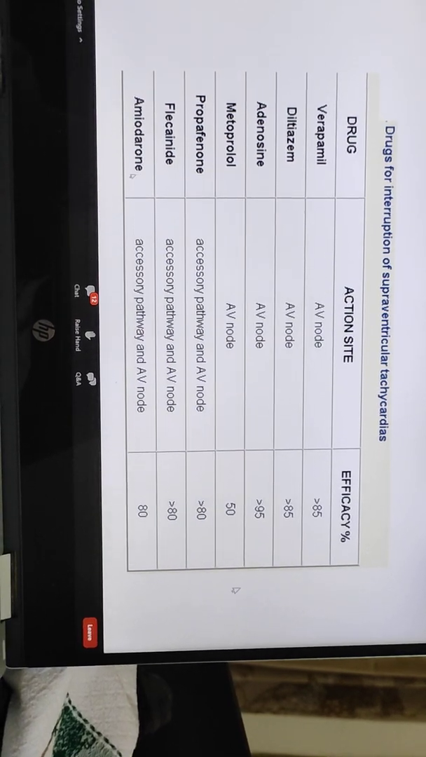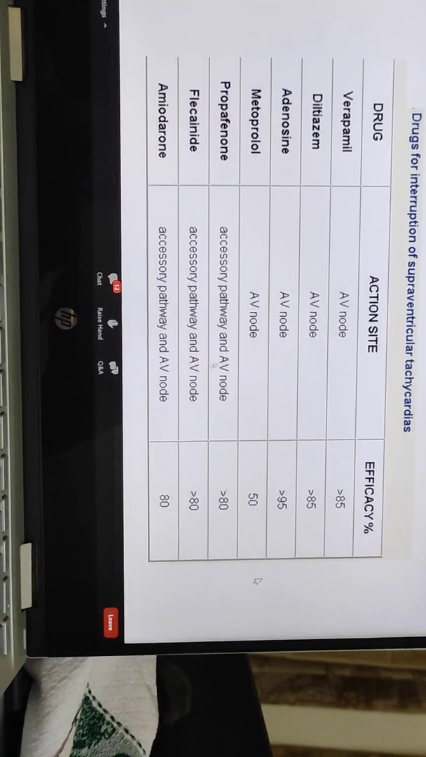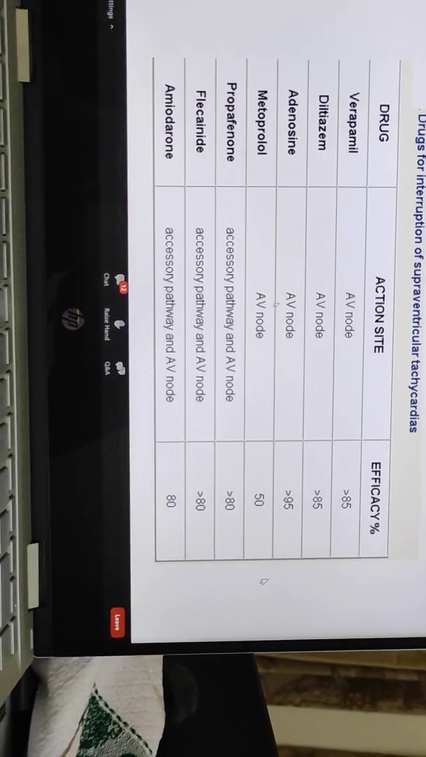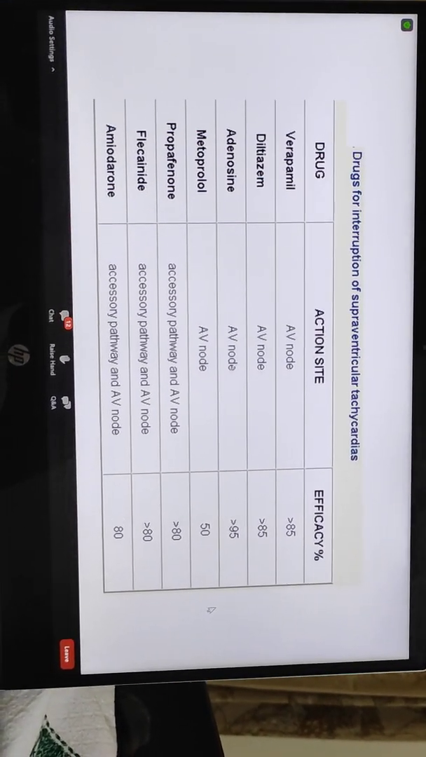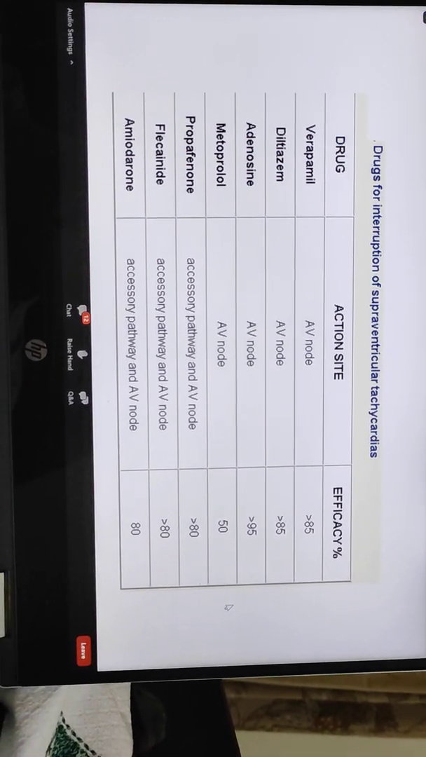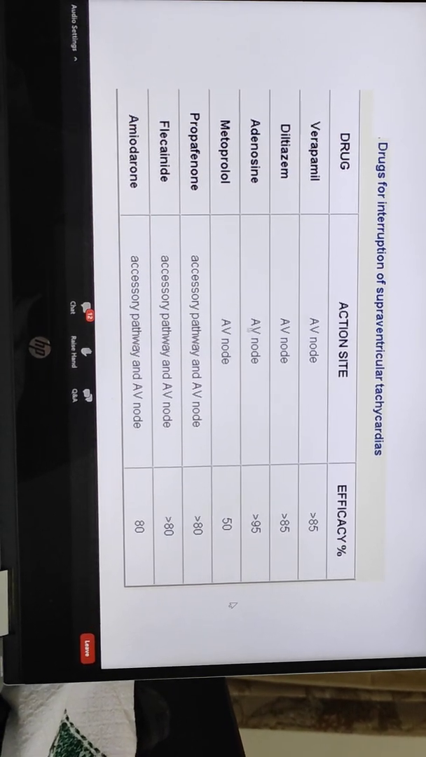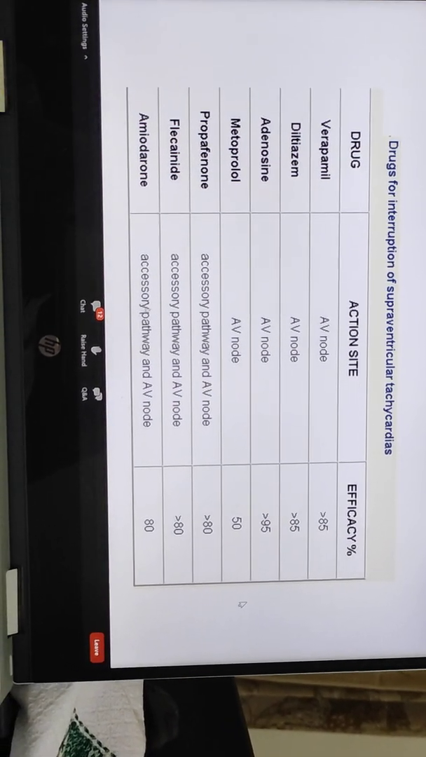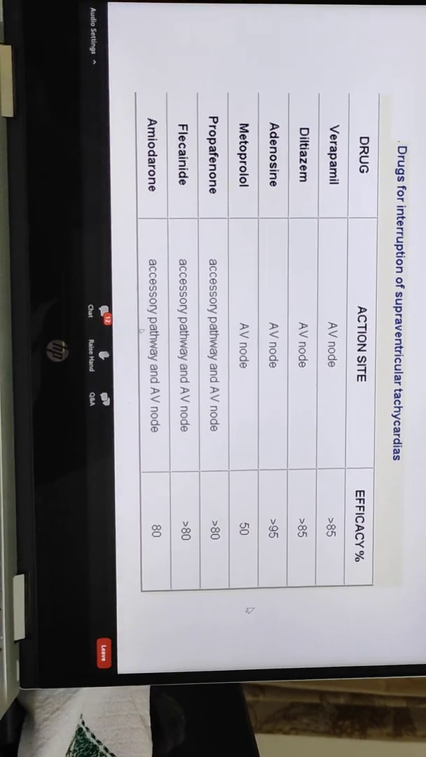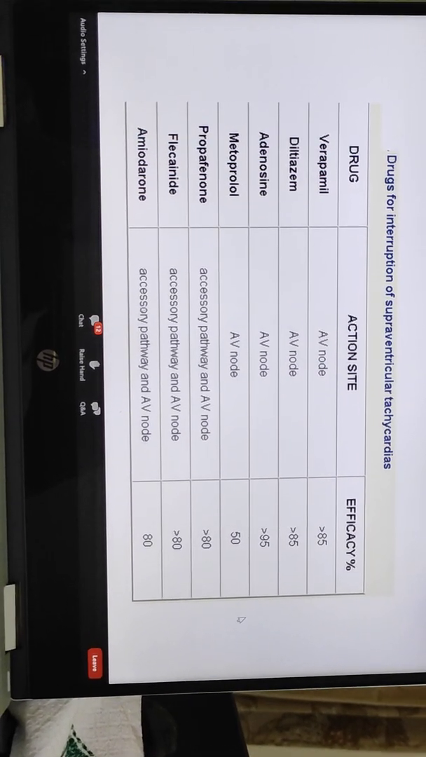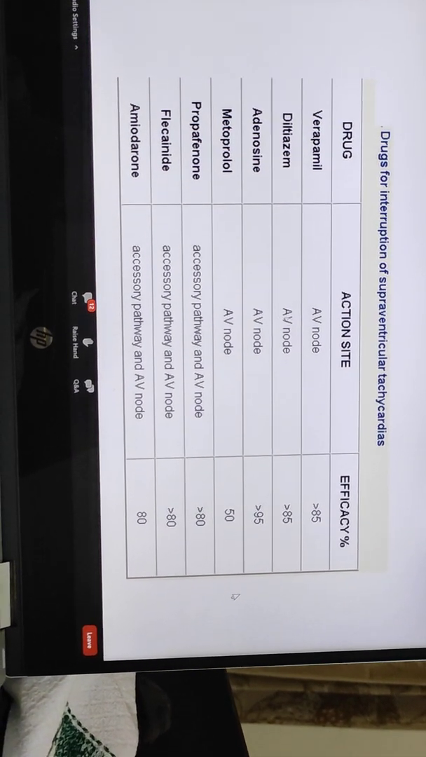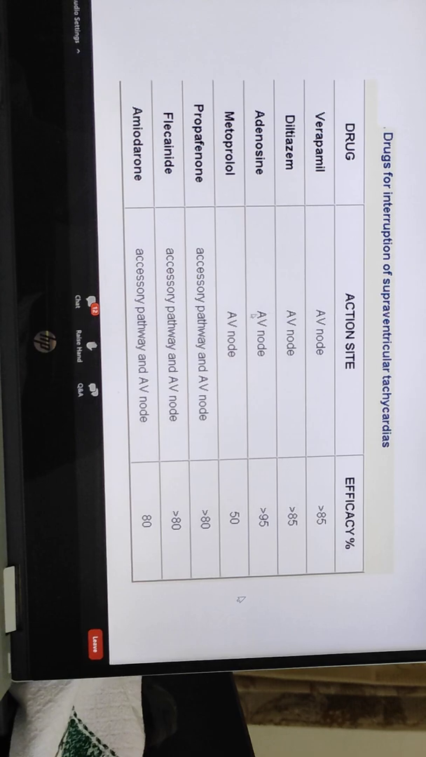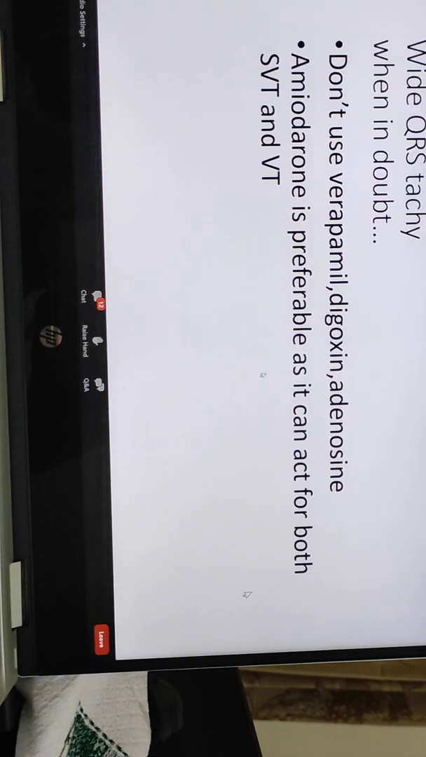But when you use amiodarone, it is going to act on the accessory pathway as well as the AV node. Sometimes this SVT may not respond to your adenosine, and that means it may be utilizing the accessory pathway as the re-entry mechanism of retrograde conduction. There, amiodarone will revert the supraventricular tachycardia into sinus rhythm because it acts on the accessory pathway as well as the AV node, whereas the other AV nodal drugs act on the AV node only. That is a practical implication.